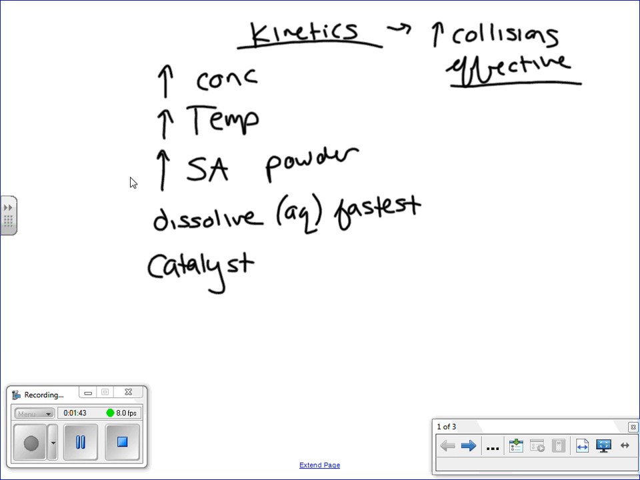A catalyst speeds up a reaction by lowering the activation energy. That means that those collisions that are happening don't need as much energy. They can go with a little bit less energy to get over the jump. Okay? That's how you speed up a reaction.